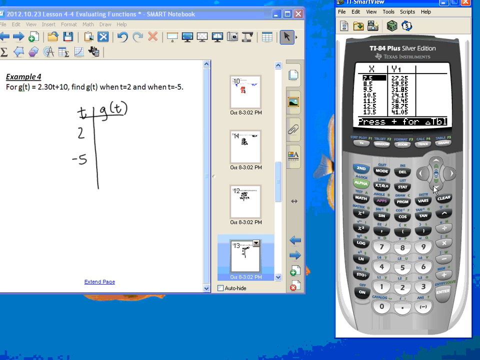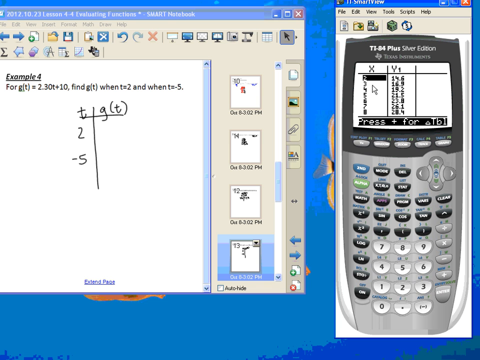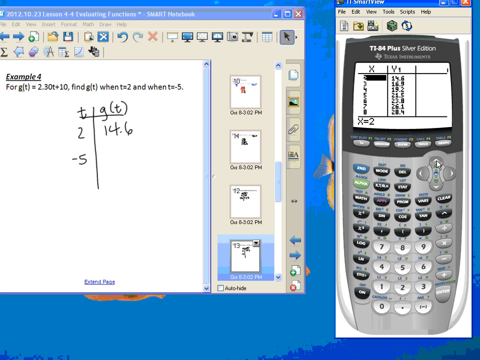But what's going on with my table? Why is it looking like that? Yeah, we're still on the 0.5. So how do I fix it back? Go back to window. Good. And I'm going to type in a 2 right there. Then go back to my table. And when T is 2, G of T is 14.6. And when T is -5, the G of T is -1.5.